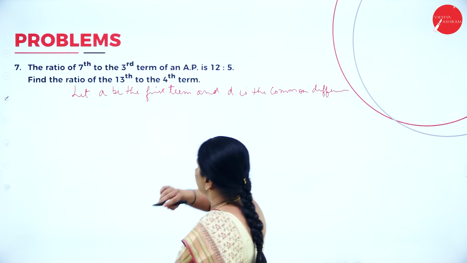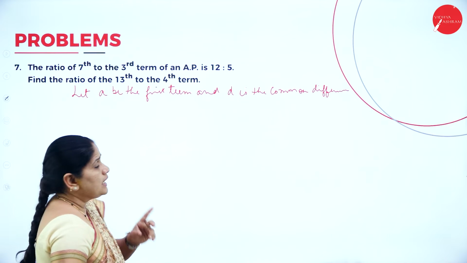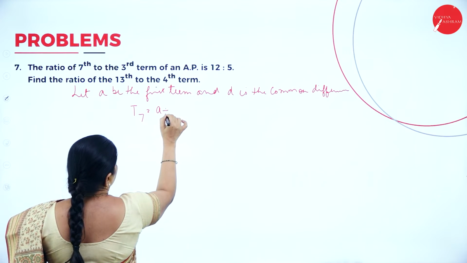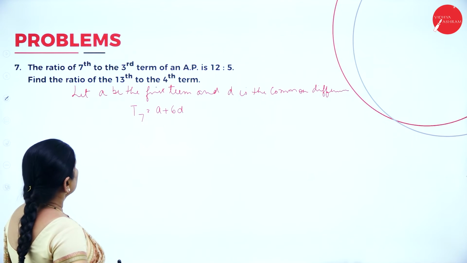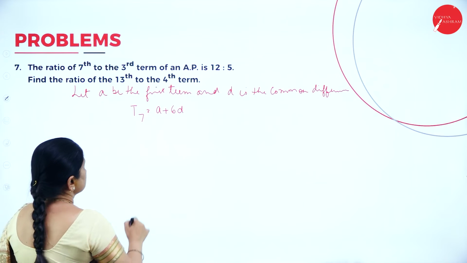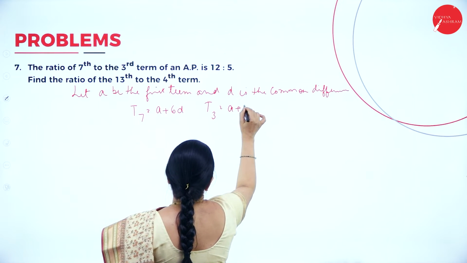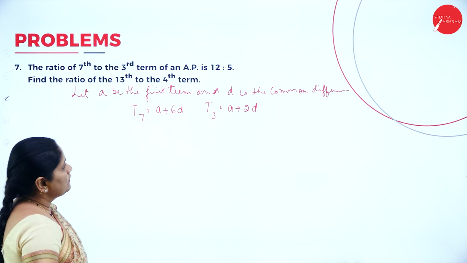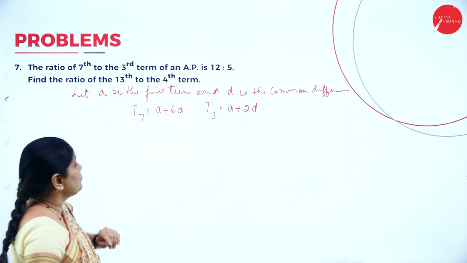Now what have they given? The ratio of the 7th term and the 3rd term. Suppose T7 will be equal to A plus 6D. Now the 3rd term, what is the 3rd term? T3 will be A plus 2D. Now the ratio of the 7th term and the 3rd term is 12:5.